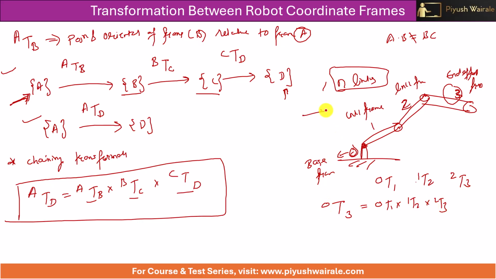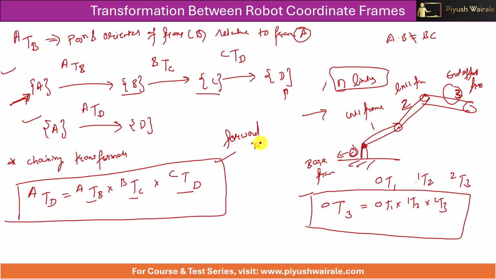Okay, I hope this example is clear now. So this is what a chaining of transformation is, and this is very important, and this is the main idea behind the forward kinematics. Main idea behind forward kinematics here. Try to note this down. If we have this particular transformation between a series of coordinate frames, then we can apply the chaining transformation here.